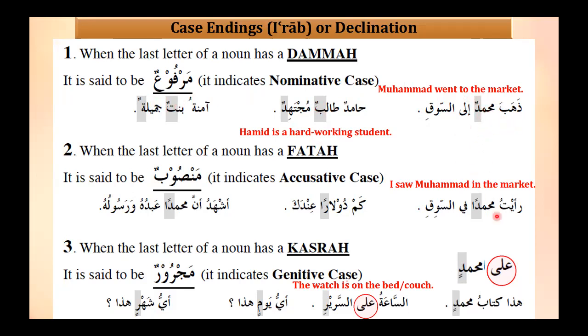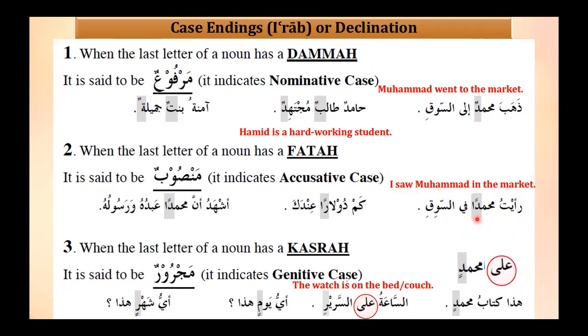Compare that to Muhammadan here. Here it was Muhammadun, here it is Muhammadan. Why? Because Muhammadan is not the subject here. Because here the verb is ra'aitu. This piece of it means, I saw. So here I am the subject, because I saw Muhammad. So Muhammad is not the subject here. He is the object.